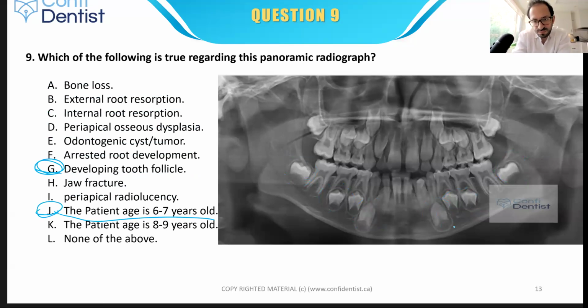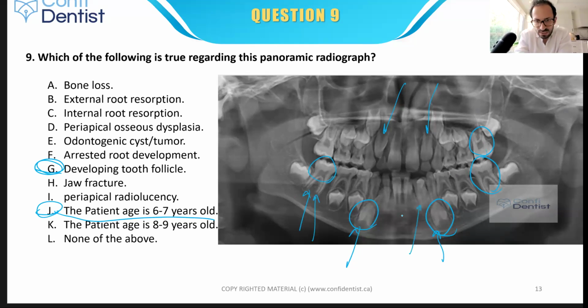Several reasons. Look at the lower canine. They erupt at age 9, not erupted. Look at the lateral incisors. They erupt at age 8, not erupted. Look at the first molar. The roots are not completely formed. Roots of the first molar usually form at age 8 to 9.